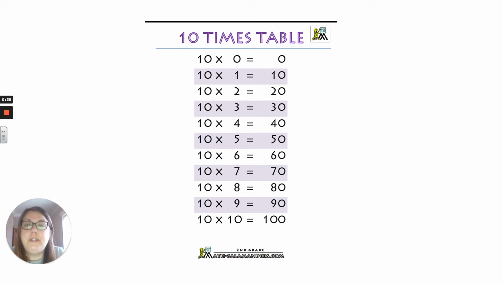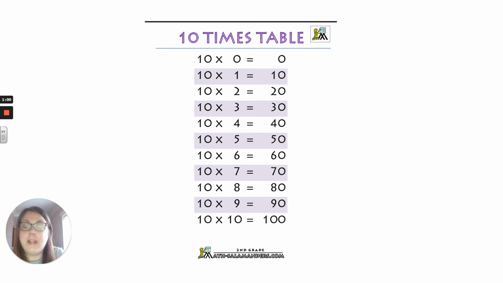10 times 1 is 10. 10 times 2 is 20. 10 times 3 is 30. 10 times 4 is 40. 10 times 5 is 50. 10 times 6 is 60. 10 times 7 is 70. 10 times 8 is 80. 10 times 9 is 90. And 10 times 10 is 100. Well done if you did that.